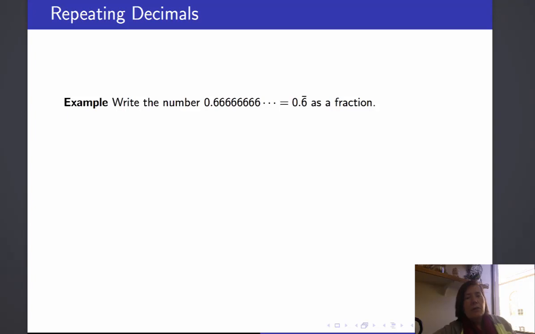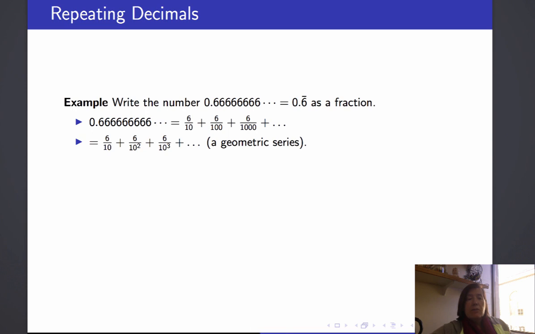Let's look now at an application of geometric series to repeating decimals. Suppose we want to write the repeating decimal 0.66666 with an infinite number of sixes as a fraction. We can actually write this out as a geometric series. This is 6 over 10 plus 6 over 100 plus 6 over 1000, etc. And this is a geometric series.